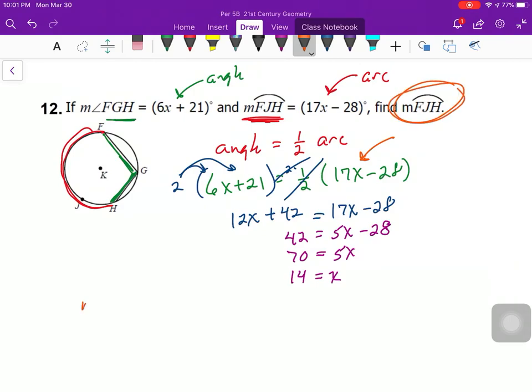But this time they didn't ask me to find x. They actually asked me to find the measure of arc FJH. So I have to substitute back in. So I'm going to take 17 times 5 minus 28. So the measure of arc FJH is going to be 57.